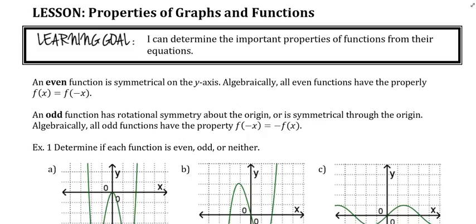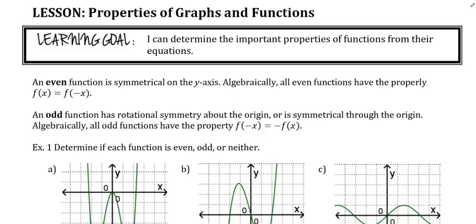Algebraically, going back to even functions, f at x, I'll show you what this means. You probably won't understand it quite yet, but I'll show you what this means. F at x is equal to f at negative x. They're the same. That's another way of saying they're symmetrical around the y-axis. Algebraically, for odd functions, it is f at negative x equals negative f at x. Again, I'll show you what that means in a minute.